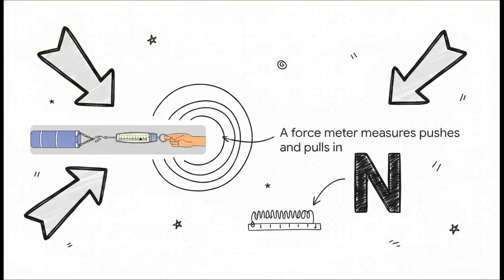Now, even though they're invisible, we can actually measure these pushes and pulls in the real world. We use a device called a force meter. It relies on a stretching spring inside a casing. So when a force is applied to the hook at the end, the spring stretches out and a pointer moves along a scale to give us a super precise reading. We measure that reading in a unit called newtons, represented by a capital N.